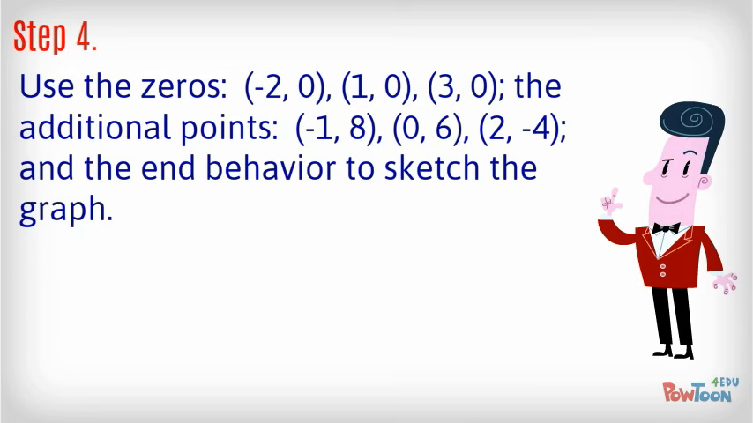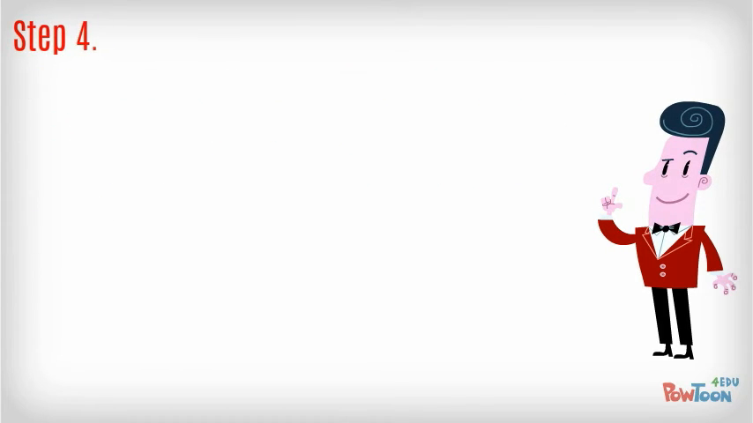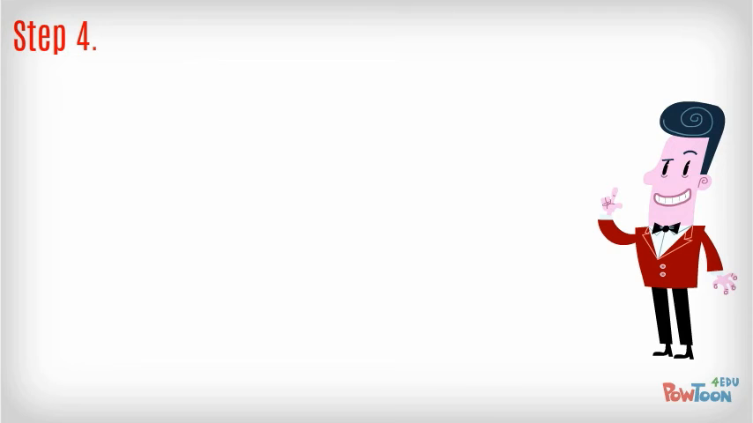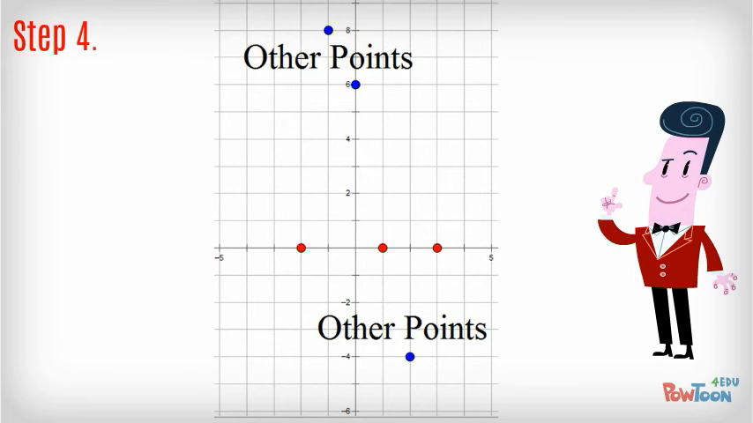Now we're able to start graphing. We know our 3 zeros, we know 3 more points, we know the end behaviors. So we need to grab a piece of graph paper and graph. First step in graphing, just graph the 3 zeros, -2, 1, and 3. 3 simple dots. Then we should probably graph the other 3 dots that we figured out. -1, 8, 0, 6, and 2, -4. So now we have 3 additional dots.